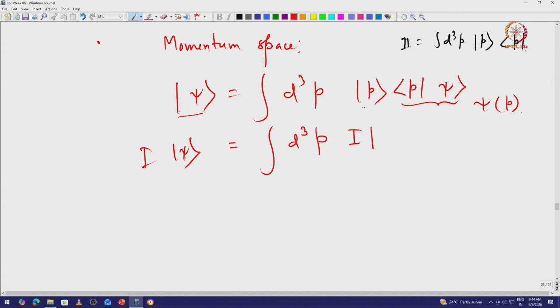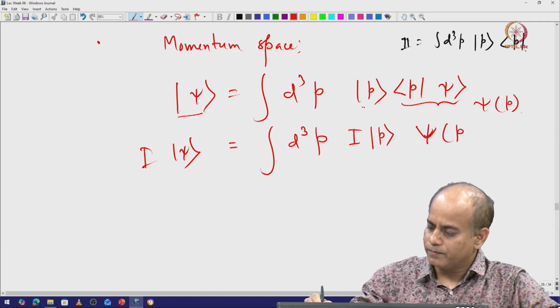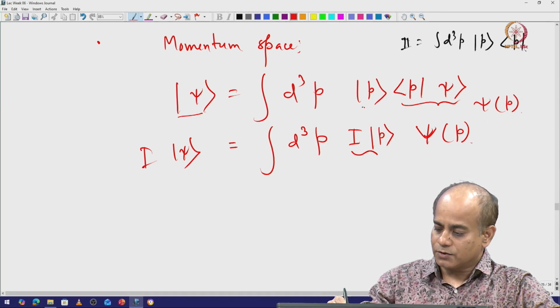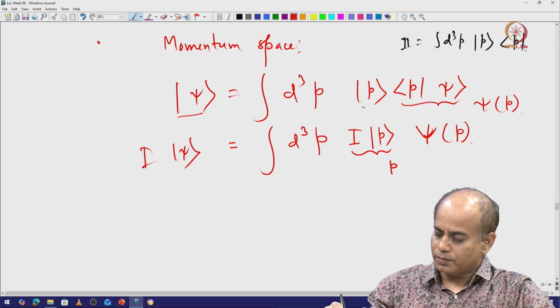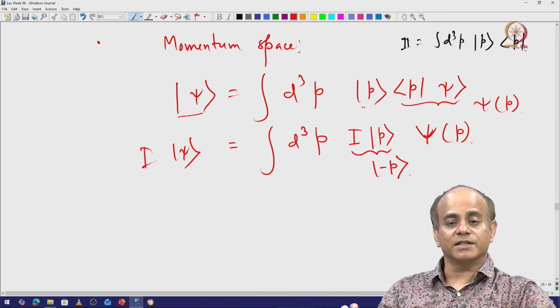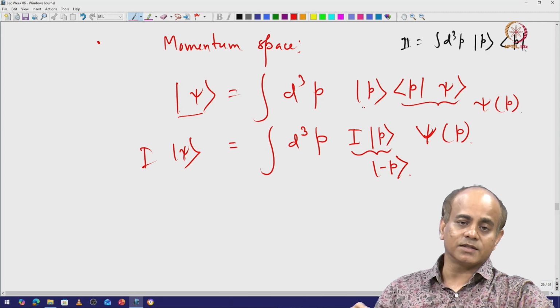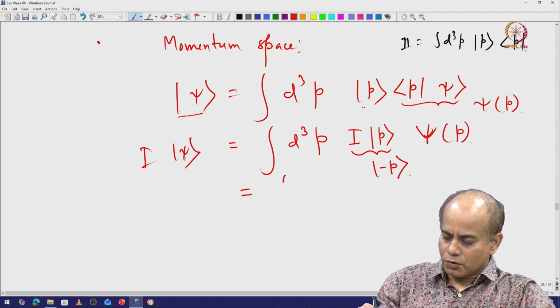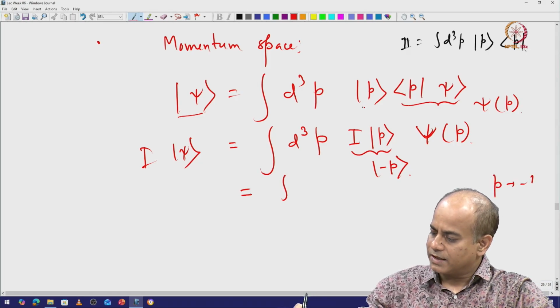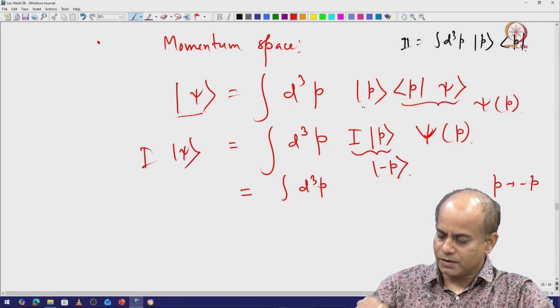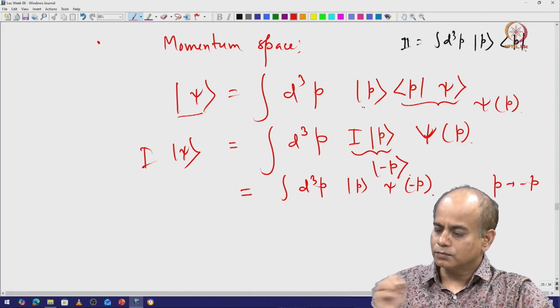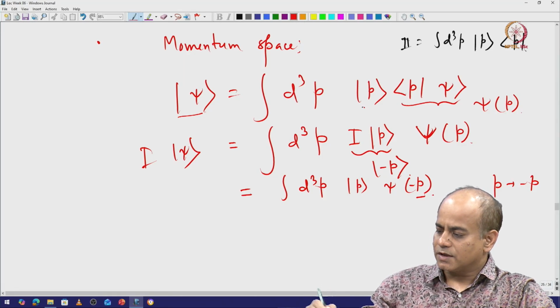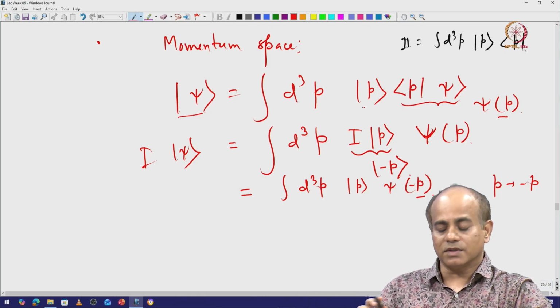So in this way it will be like this, and then this is just a number, it goes like this, and this one goes to minus p by definition, as momentum goes to minus momentum under inversion, and then we make p go to minus p, and the measure remains the same. Okay. So if we compare these, this is how the state will change.